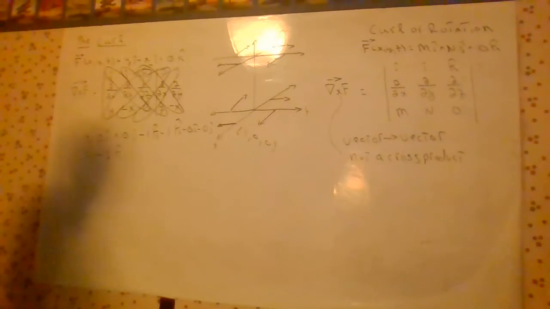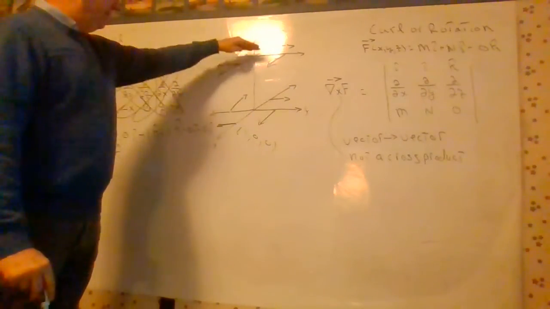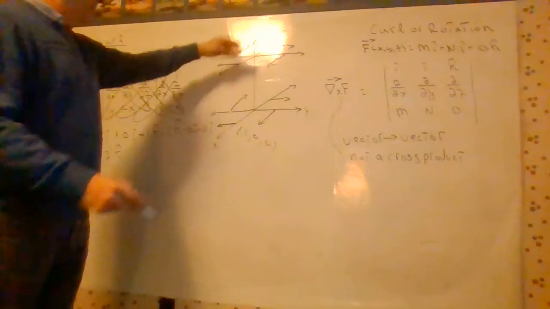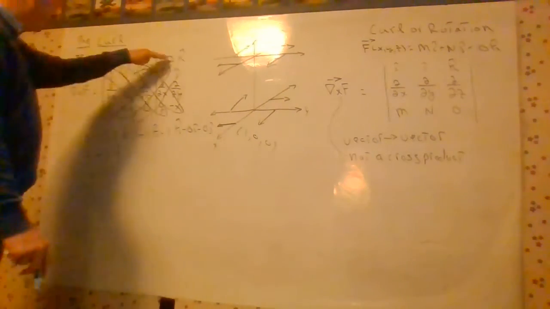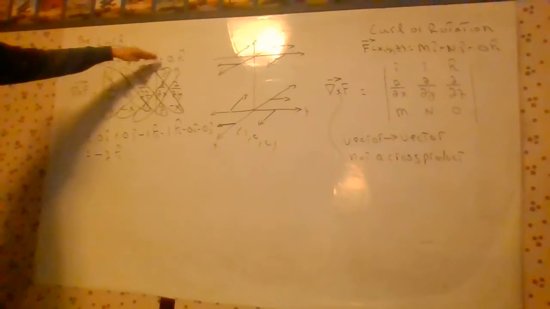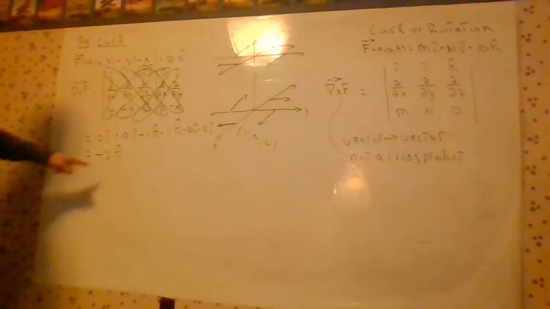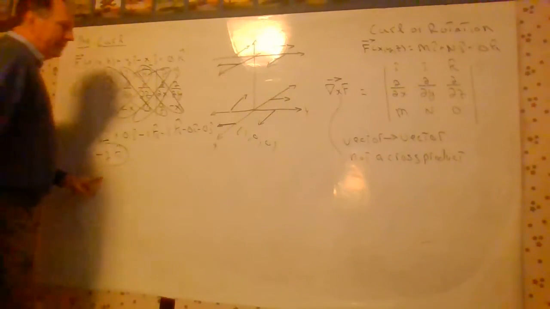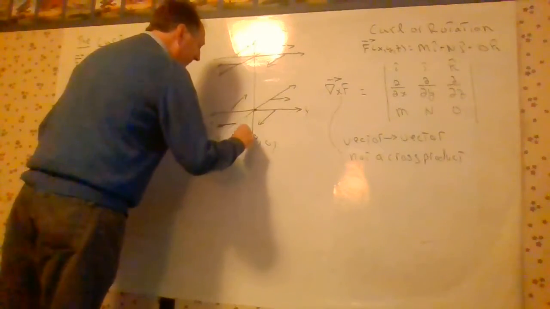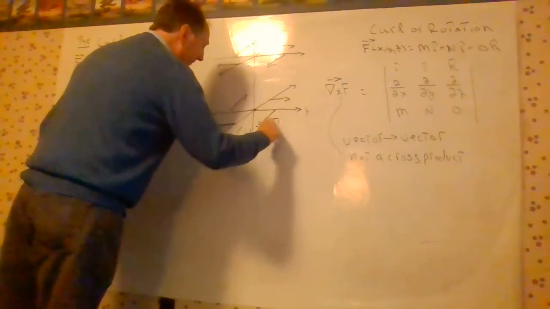And if you move up here to z equals 5, for instance, it's the same spin field. Z doesn't affect the vector field. You get the same effect. Now, we have negative 2k. You can take a point right here, plot the negative 2k vector.